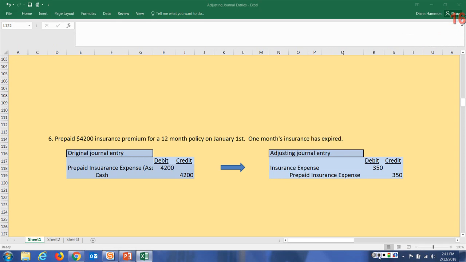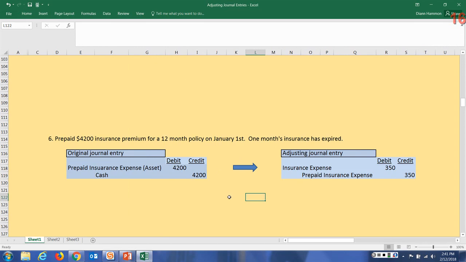Here we have another prepaid account, but because this one is a little confusing to students sometimes, I thought it was worthy of looking at another example of this one. Okay, here we have that insurance premium of $4,200 was paid on January the 1st, and this is for a 12-month policy. Now 1 month of insurance has expired, and if you were told, perhaps they forgot to make this entry last month, you might have to record more than 1 month. But let's see how this would look. So the original entry would have been the prepaid insurance, and let's get that spelled correctly.